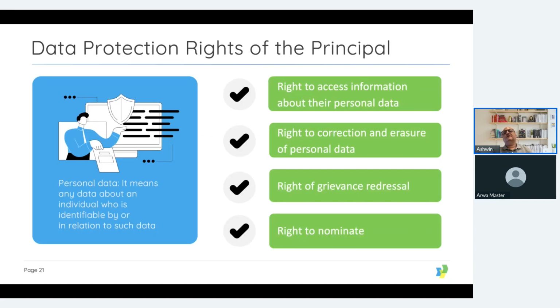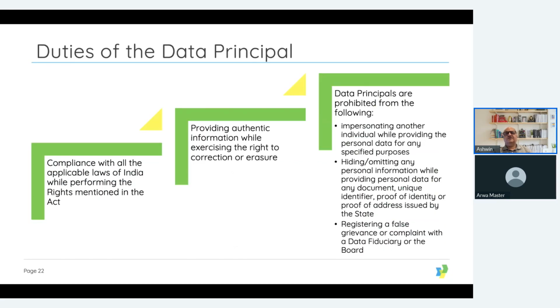Now, the Act also introduces some rights of data principals, which are right to access their personal data, right to correction, right to erasure, right to grievance, and right to nominate. Along with the rights, we also have duties of the data principals, which means that they need to comply with all the laws. They provide authentic and correct information, and they also need to abide by the regulations by not impersonating, by not hiding and omitting, and not registering any false grievances against the board or against the data fiduciary or anybody else.